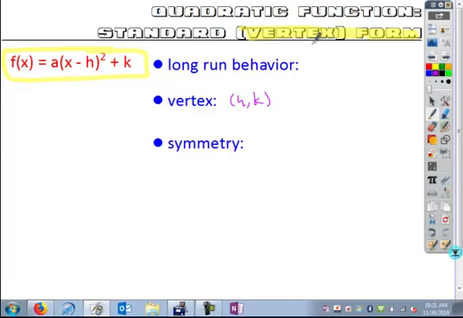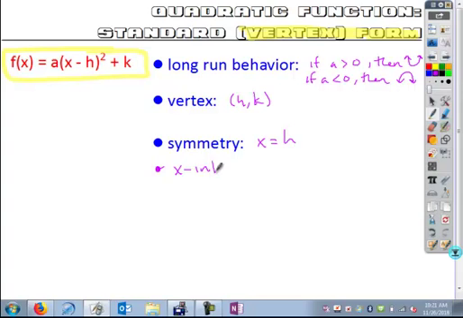Okay, the long run behavior is still going to be the same as what you saw in the general form. And that is, if a is positive, then the graph opens up. And if a is negative, then the graph opens down. Okay, the vertex is still (h, k). The difference is that the form itself gives you that. You don't have to calculate it. So the symmetry is still going to be a vertical line through the x-coordinate of your vertex. So it's still going to be x equals h.